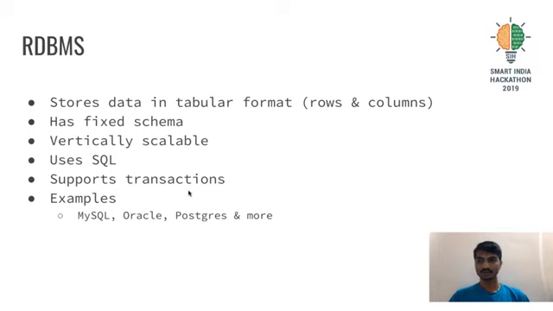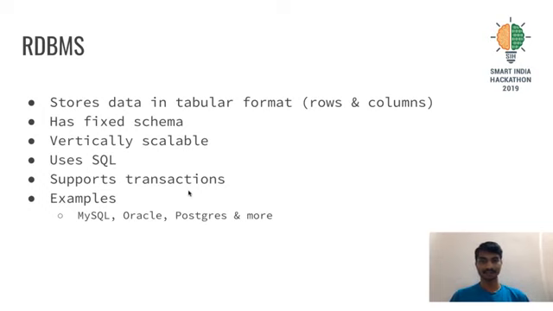So what are RDBMS, relational database management systems? In relational database management systems, normally the data is stored in a tabular format, with rows and columns, like what we see in Excel sheets. It's the same kind of format we'll be saving in the RDBMS also, but in a more refined, customized way.